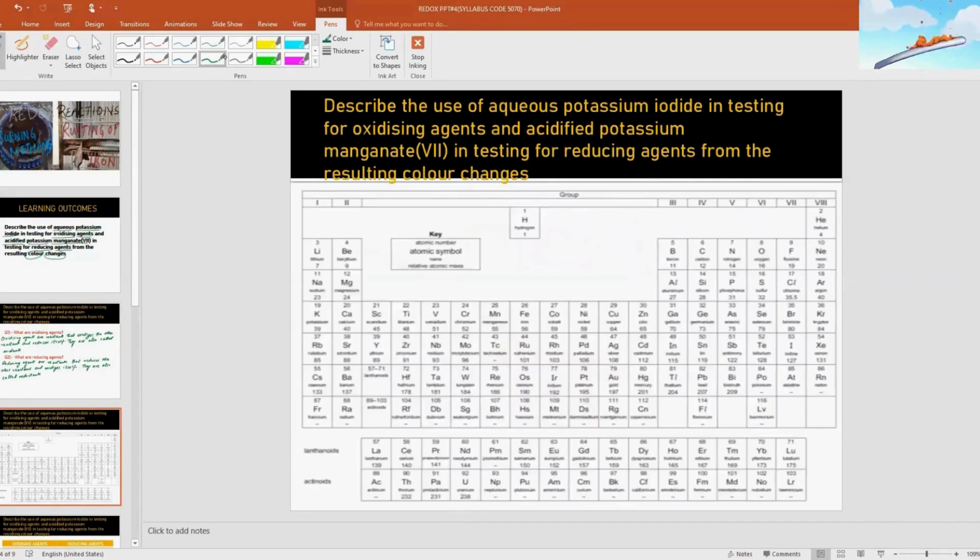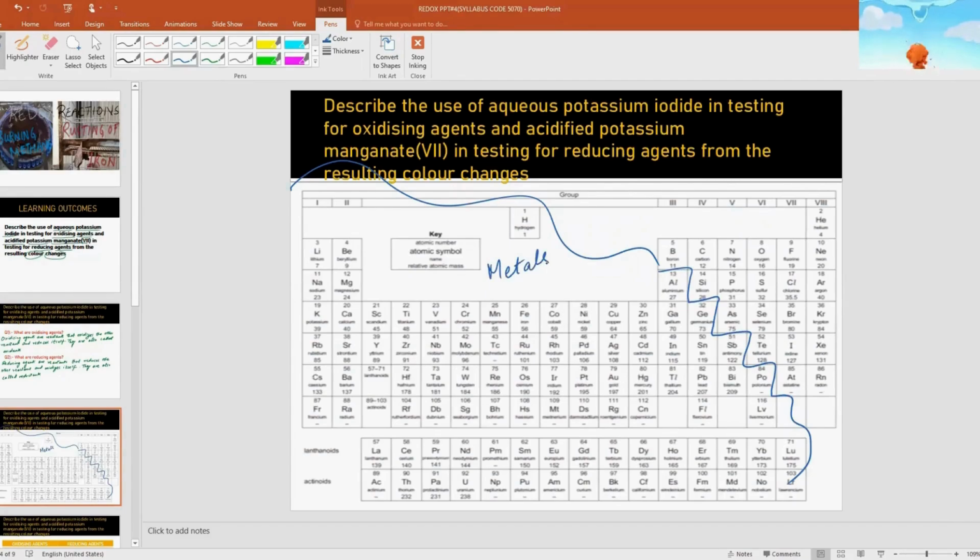Now, in the periodic table, you will find reducing agents on the left hand side. We know that these are metals. Here's a staircase line. These are metals. They are reducing agents. So metals are good reducing agents. This is because they have a good tendency of losing electrons, or simply oxidize themselves.